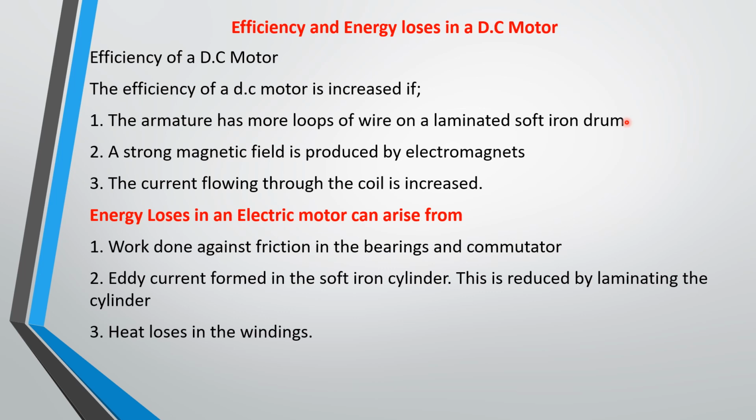So if you use a very good soft iron as the core, and then you have more windings or more wire loops around it, it can increase the efficiency of the DC motor. Then if you use a strong magnet that can produce a strong magnetic field, that is another factor that can increase the efficiency. Then the current flowing: if you increase the current flowing into the system, maybe you connect a rheostat, with a galvanometer connected to it, you can adjust the current that is coming into the system.